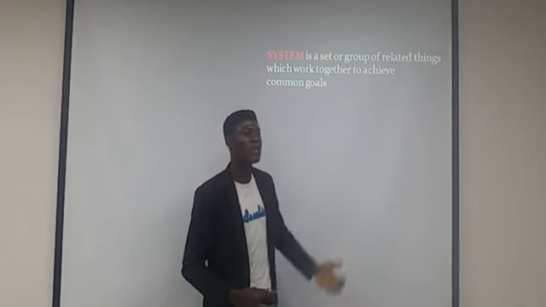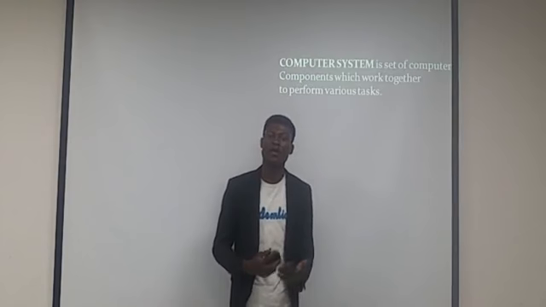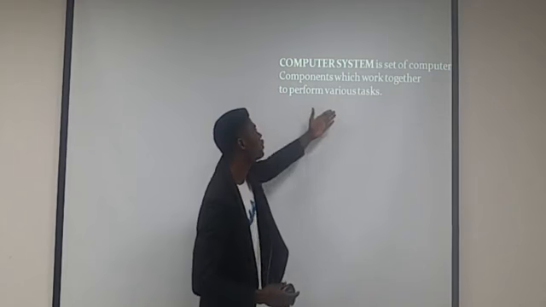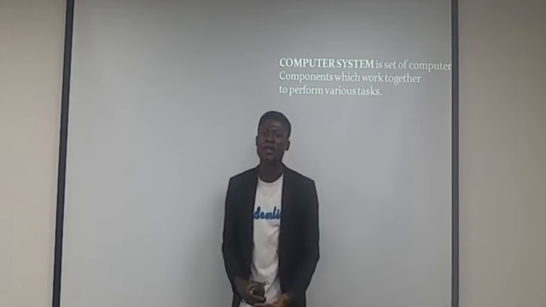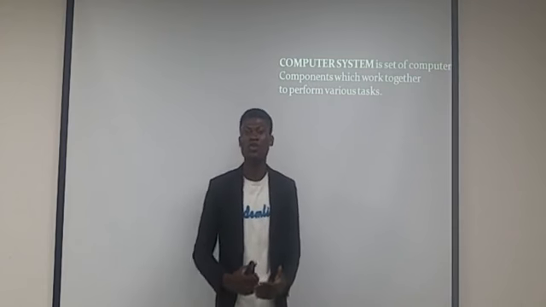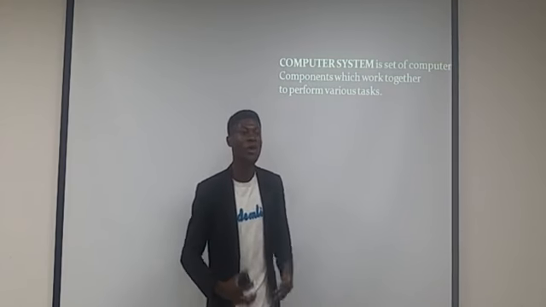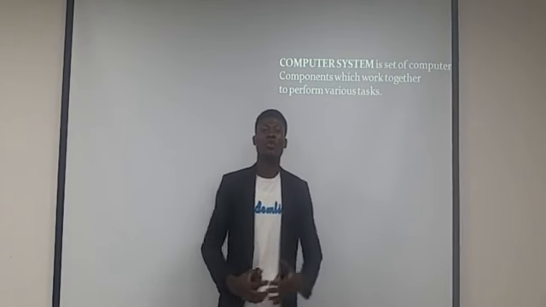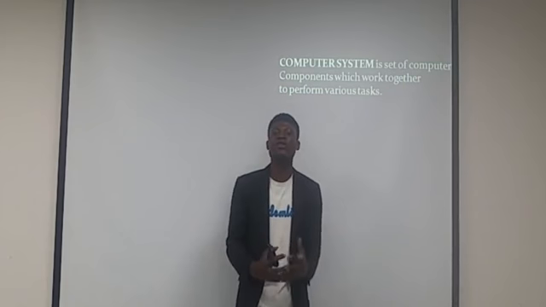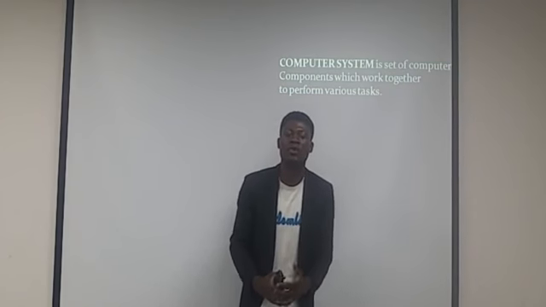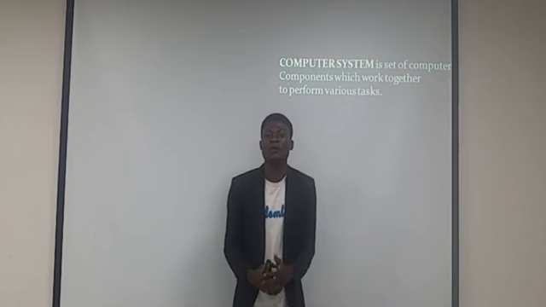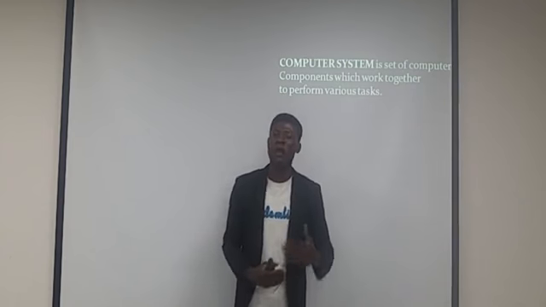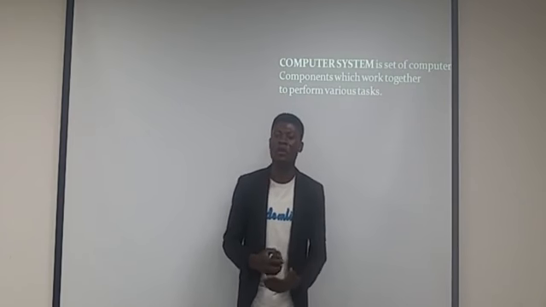Now that we know what a system is and what a computer is, let's take a look at what the computer system itself is. We say it is a set of computer components which work together to perform various tasks. There are countless things that we can do using the computer. So a computer system is the coming together of different parts of a computer which we join together using what we refer to as data cable. And then when we join them together, they become what we call a system, and we can use the system to perform whatever task that it is capable of performing.